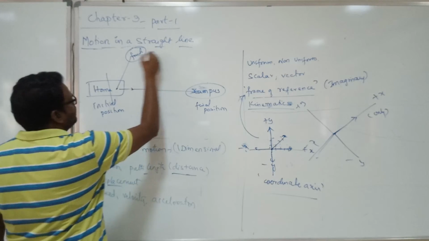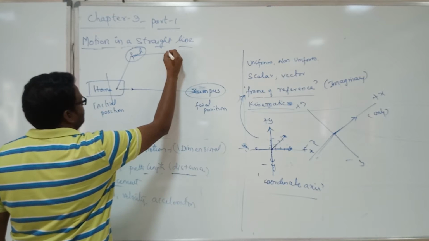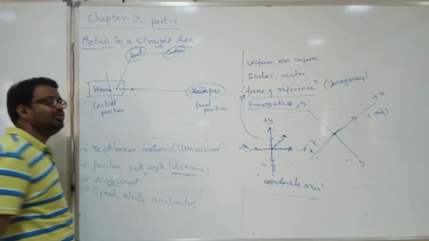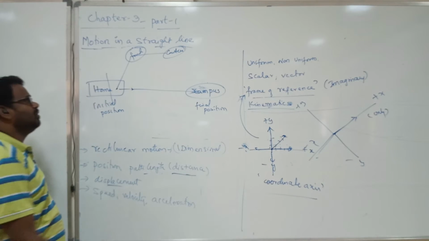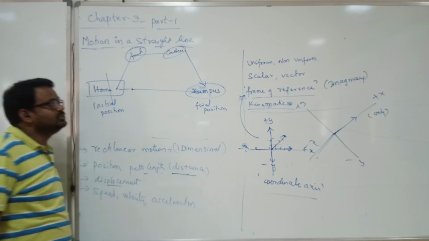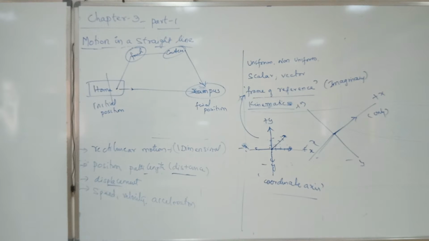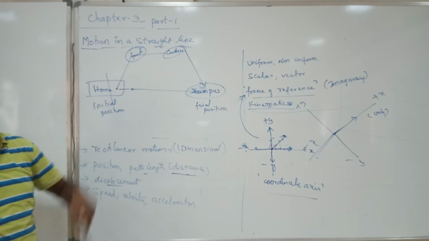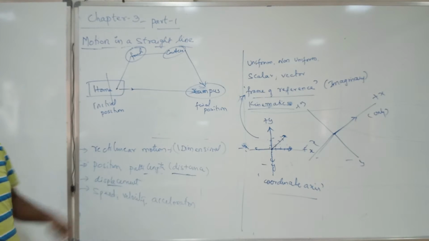From there, both of you go to some kind of canteen or mess. You eat something, you have tea, coffee, or whatever you want. Then you come back to campus. Now, what is the total distance traveled here? Is it the difference between the final position and initial position, or the entire thing? Distance is the total path.